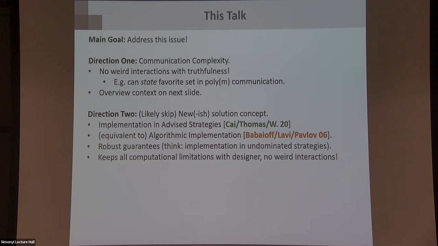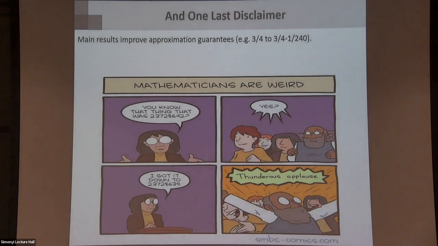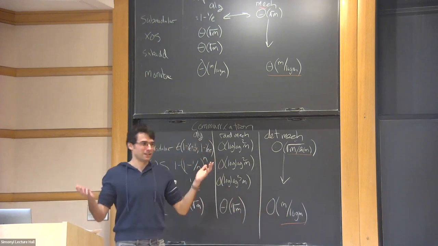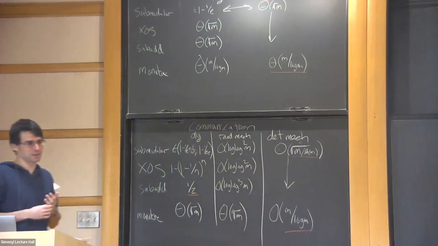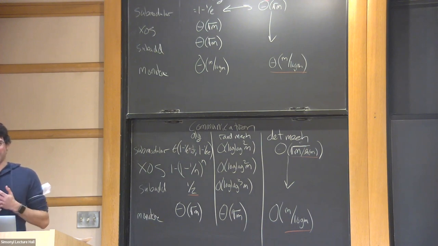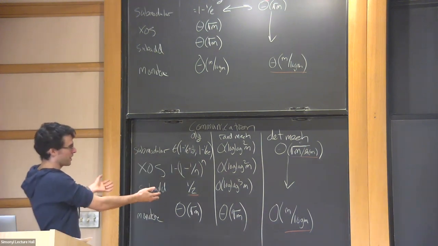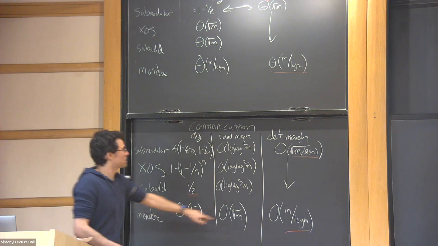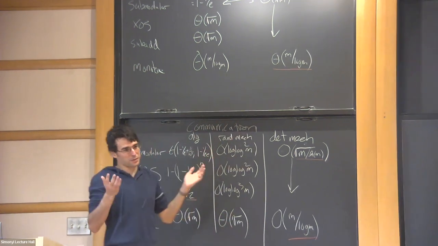Okay, so this is where I'm going to go. When I give this talk, I also like showing this quick caveat. I also just thought this was a funny comic, so I wanted to put it on the slide. The first two main results I'll show you are going to do something like improving M over root log M to M over log M. This is not the matrix multiplication exponent. I don't expect anyone in this room to necessarily care about log M versus root log M for a problem you probably just heard about today. But it's interesting that these two numbers are different. That's going to be my pitch.